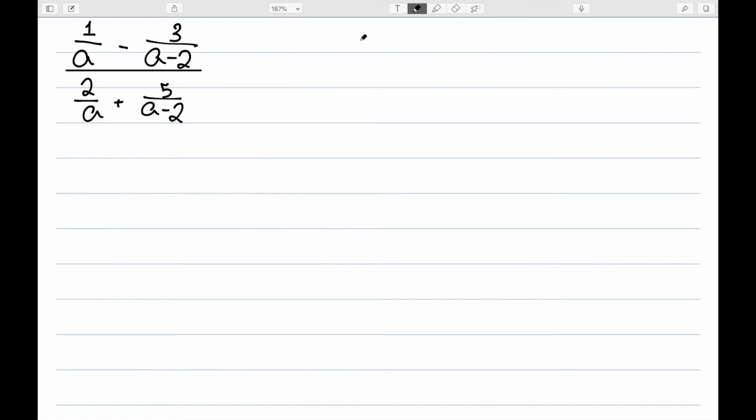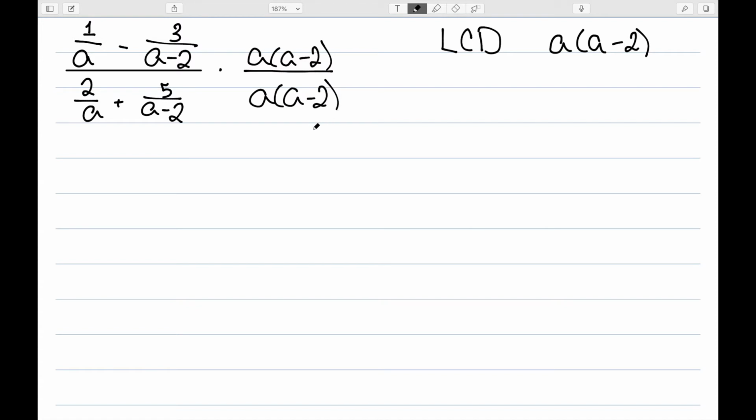I now have 1 over a minus 3 over a minus 2, all divided by 2a plus 5 over a minus 2. So when I do my least common denominator, the denominators have an a and an a minus 2. So this is what I'm going to multiply. A times a minus 2. Distributing that, I have 1 over a times a minus 2 minus 3 over a minus 2 times a minus 2.